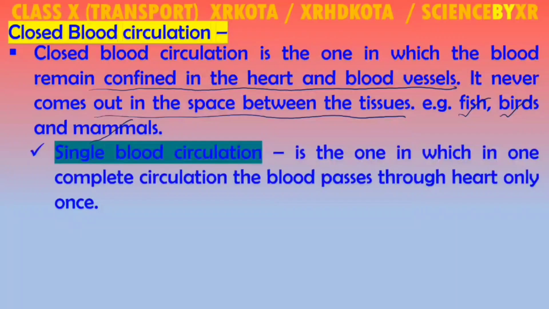Okay. Now, closed blood circulation is of two types. The single blood circulation is the one in which the heart is there and the blood vessels are there, and in each circulation the blood passes through the heart only one time. That is, in one complete circulation the blood passes through the heart only once.